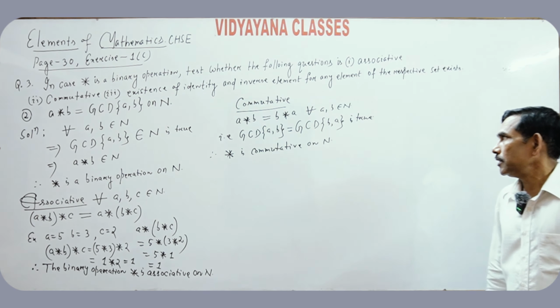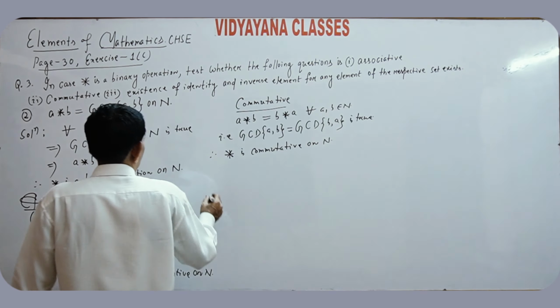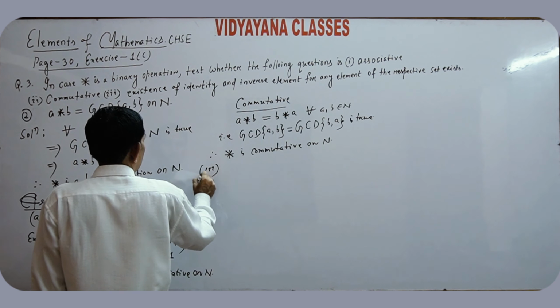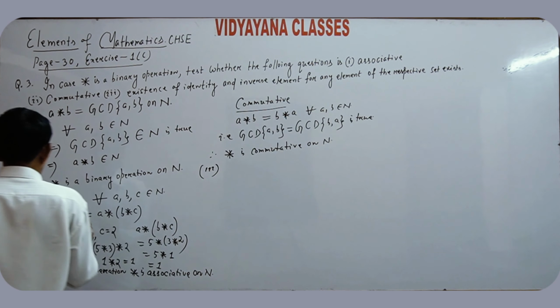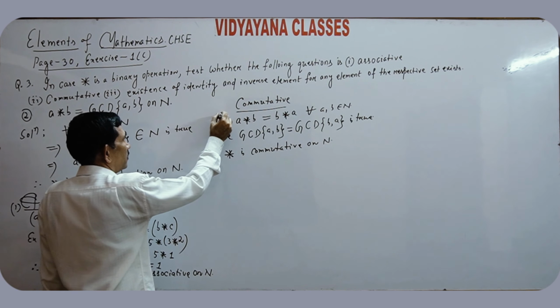Next, we will test existence of identity element in N. Associative is first, commutative is second, and identity is third.